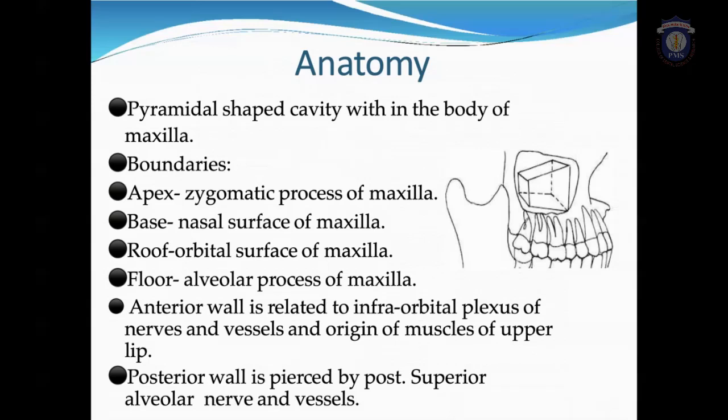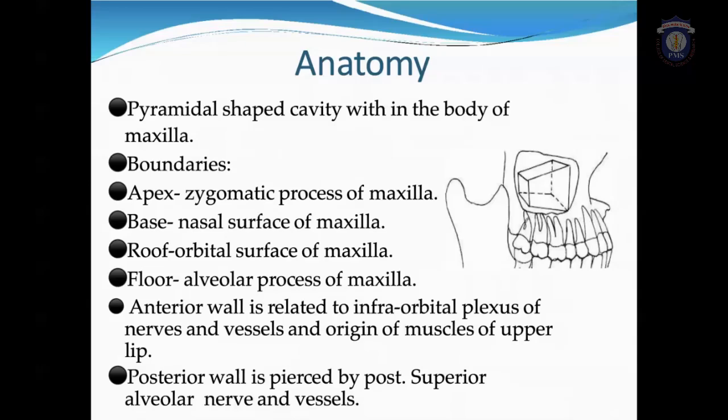Repeating, the apex is facing towards the zygomatic process of maxilla, the base is facing towards the nasal surface of maxilla, the roof is facing towards the orbital surface of maxilla, whereas the floor is directed towards the alveolar process of maxilla. The anterior wall is related to the infraorbital plexus of nerve and vessels and the origin of muscles of the upper lip, whereas the posterior wall is pierced by the posterior superior alveolar nerve and vessels.